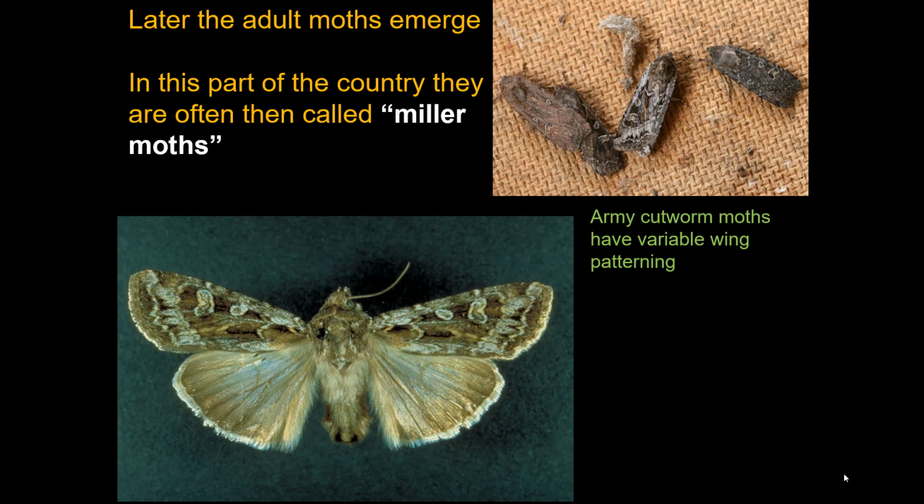So my brother in San Francisco has a miller moth. It's not the army cutworm. It's some local California thing. But ours is usually the adult stage of the army cutworm.